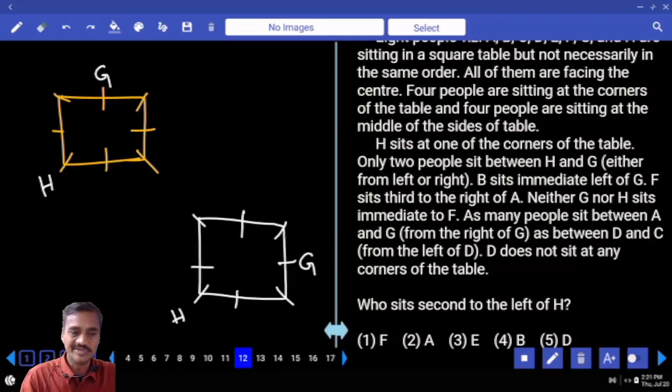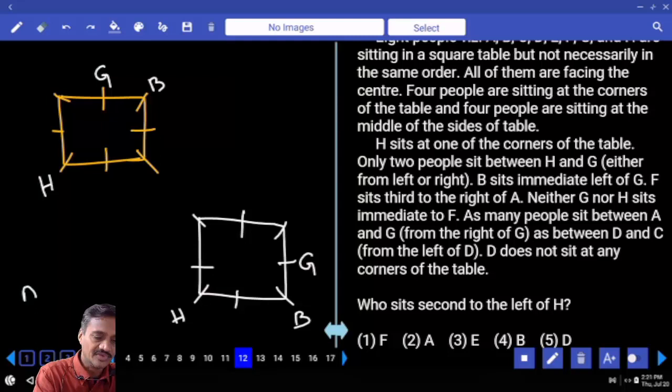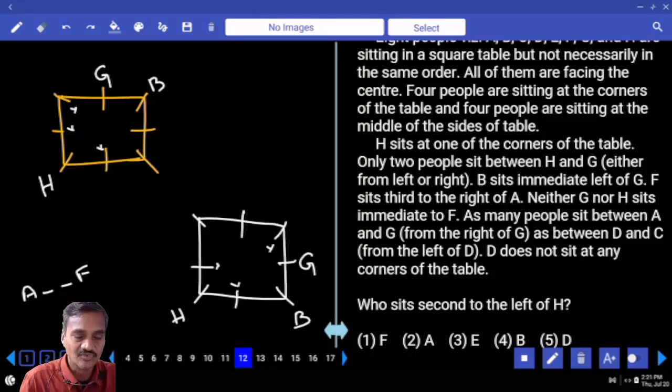And B sits to the immediate left of G. B is here. And F sits to the immediate right of A. Where is this F? F is seated to the immediate right of A. Neither G nor H is adjacent to F. Now F cannot be here, cannot be here, cannot be here. Neither G nor H can be adjacent to F. F cannot be in these 2 places. And finally we are left with 2 possibilities in each of these.